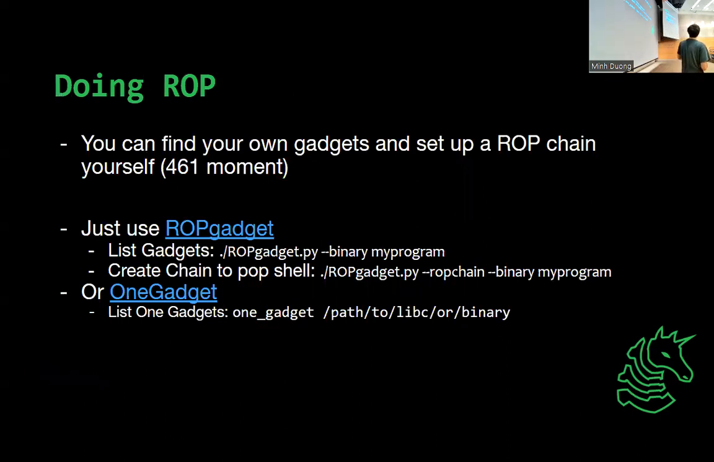So how do you perform ROP yourself? Well, you can do it manually using that objdump and setting up a ROP chain yourself. If you take 461, that's what you're going to have to do. But there are easier methods because this is a very common thing now. There are 2 tools that I really recommend. One is ROPgadget, which will allow you to list out the gadgets in a binary or a library, or just create a ROP chain itself to pop a shell. It'll just give you the series of return addresses that you need. Or, somewhat more fancy, there's a tool called OneGadget, which, if there is exactly one place to return to that will pop a shell, will show you where to return to and what registers need to be set, and that will achieve the same results.